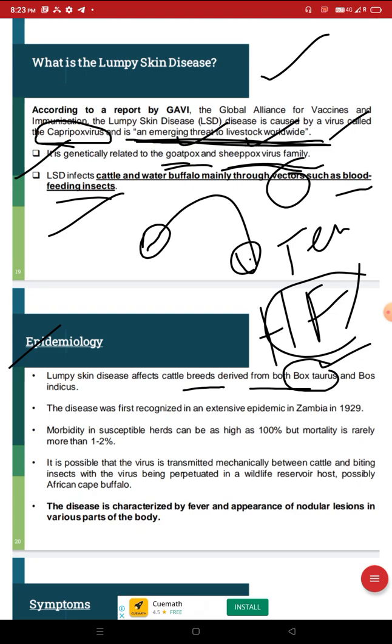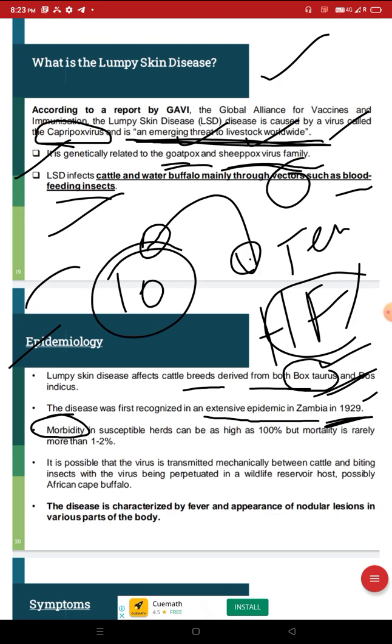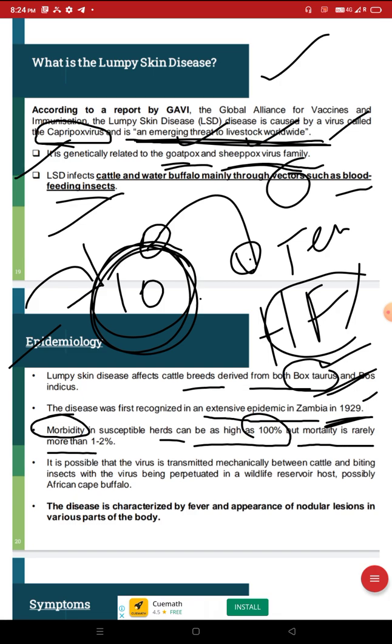The disease was first recognized in an extensive epidemic in Zambia in 1929. Zambia is situated in Africa. Morbidity: if in a herd, in a cattle shed, 10 animals are there, morbidity means how many animals are going to be affected by the virus. If the 10 animals are affected, then the morbidity is 10. Morbidity in susceptible herds can be as high as 100%, but mortality is rarely more than 1 to 2%.